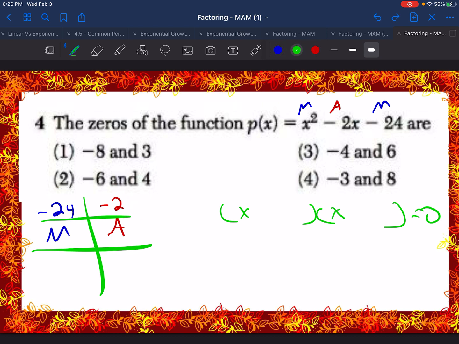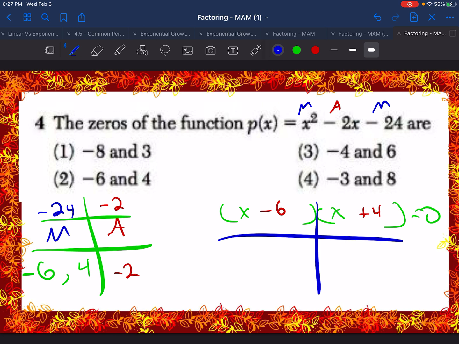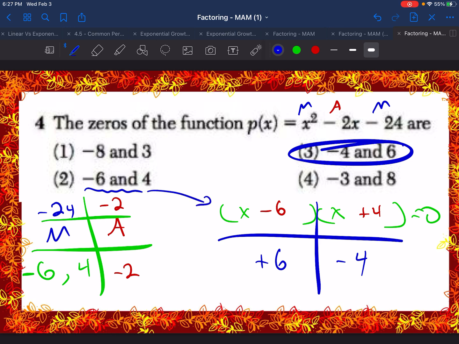So here's how you could do this. Just pick 2 numbers, try them out. 6 and 4 are going to work because if I make the 6 negative, -6 plus 4 is -2. So I do -6, +4, and what are my actual solutions going to be? +6, -4. So my answer is choice 3. Choice 2 looks very similar, but 2 is only the signs of the factors, not the zeros.